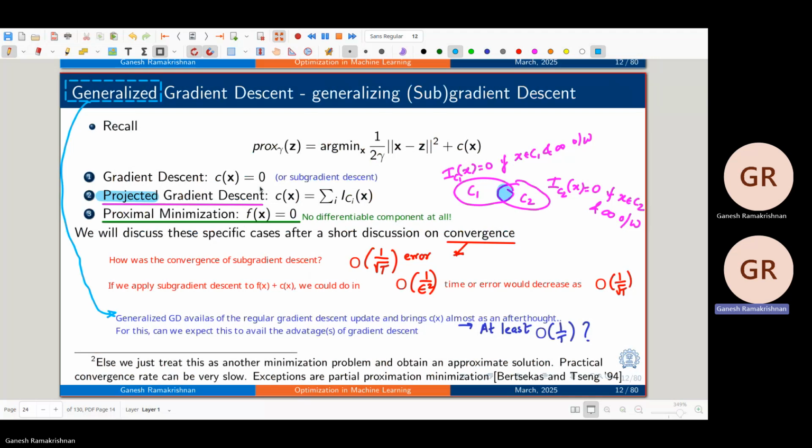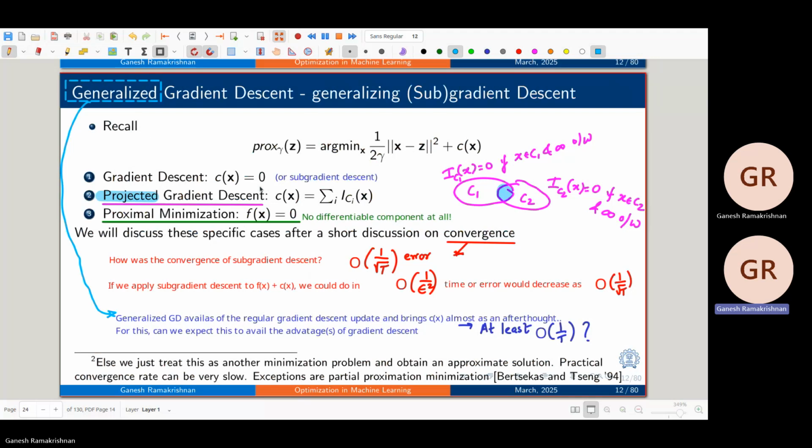What do you think? Subgradient descent was order of 1 upon square root t. So if you get 1 upon square root t, we have wasted our time. If we apply subgradient descent to f of x plus c of x, we'll get order of 1 upon epsilon squared. So can I do something better? Can I avail the regular gradient descent update and bring in c of x as an afterthought and get at least order of 1 upon t, not 1 upon square root t?